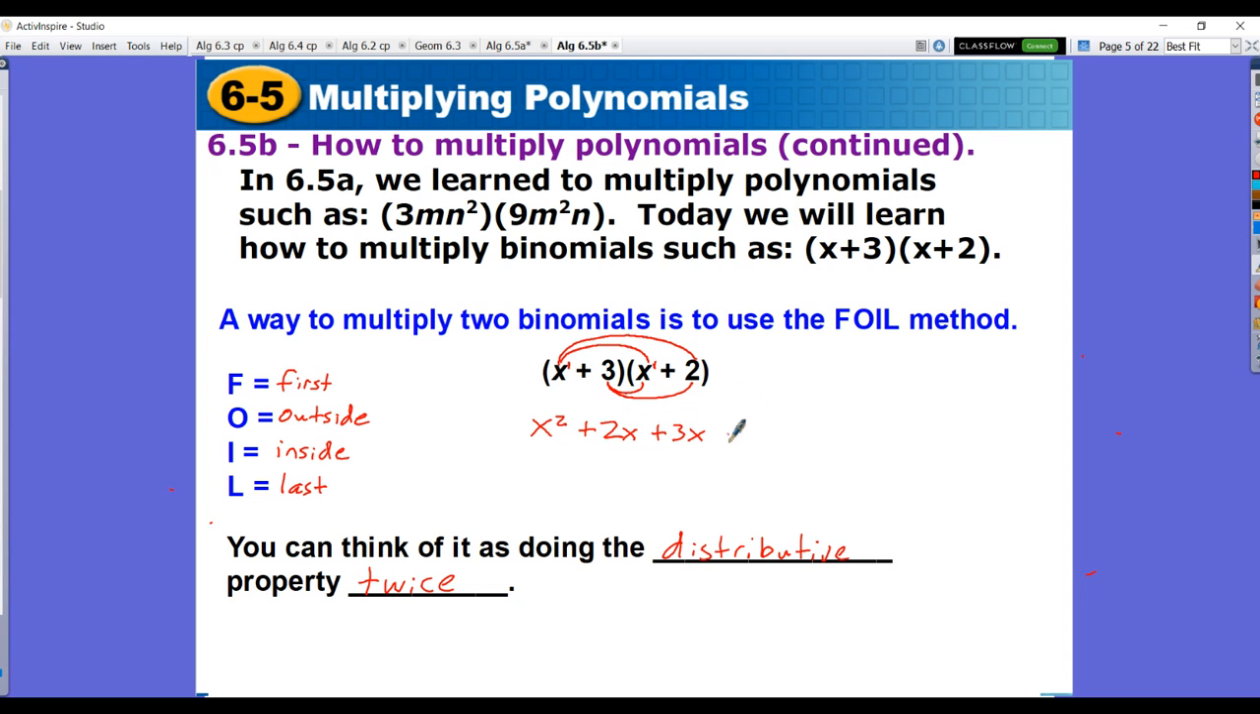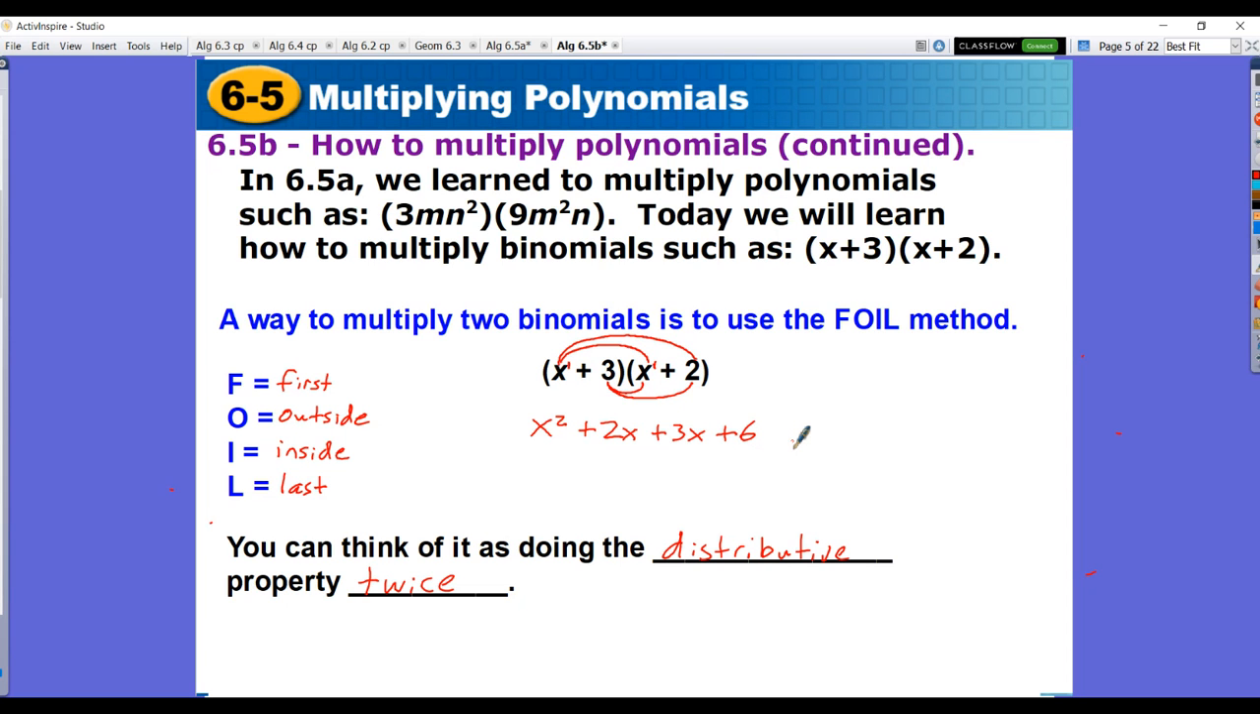So it's positive 3 times positive 2, which is going to get me positive 6. All right, and we've just completed the distributive property with the 3. So see how we did that distributive property twice, first with the x, then with the 3. All right, and we ended up with this here when we got done.